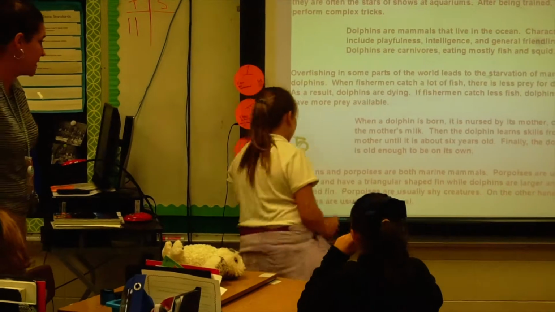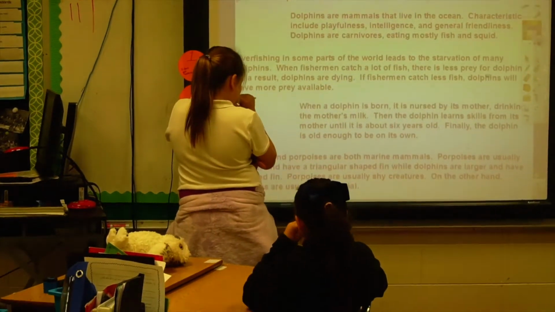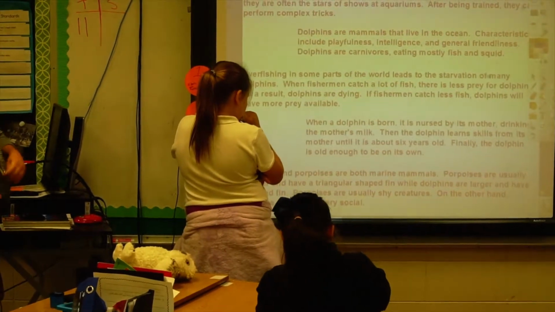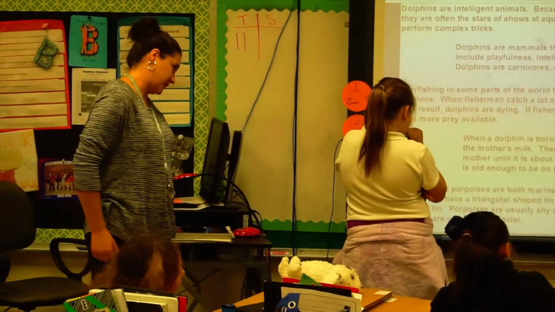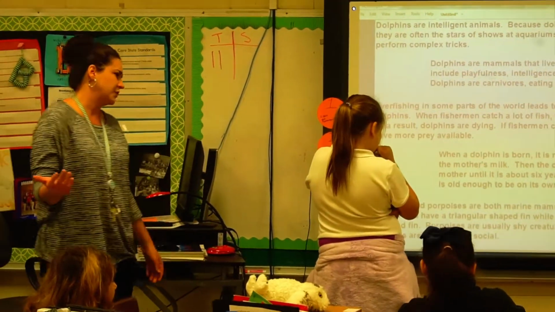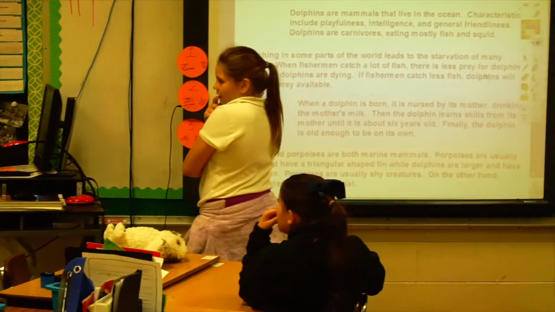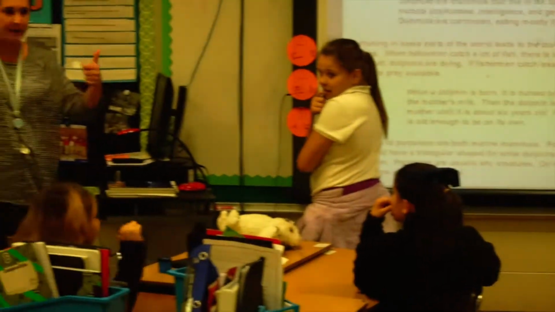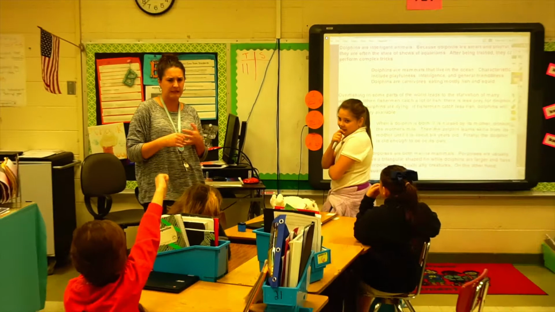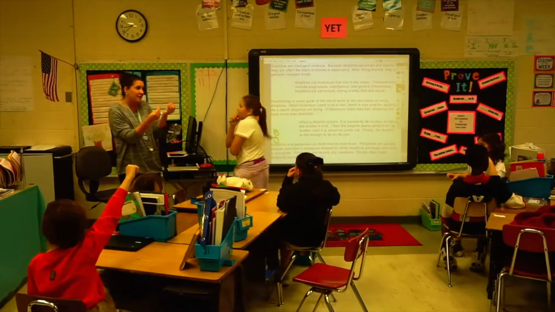What is its structure? It says, dolphins and porpoises are both marine mammals. Porpoises are usually smaller and have a triangular shaped fin, while dolphins are larger and have a curved fin. Porpoises are usually shy creatures. On the other hand, dolphins are usually very social. Is it description? Okay, what do you think? Do you agree? Ooh, I see lots of fingers saying maybe not. So we know that description is describing a topic, right?